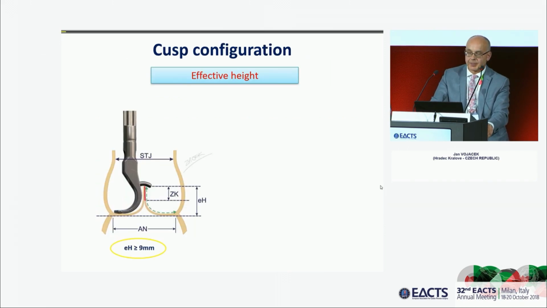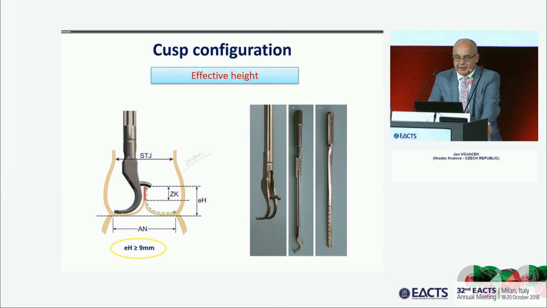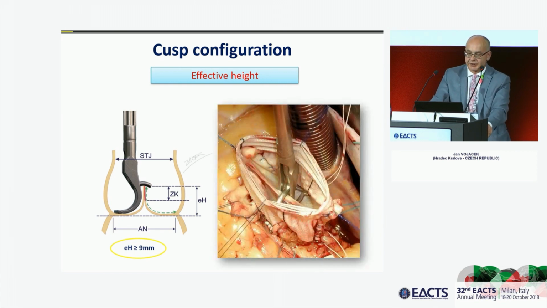Also, we need an optimal cusp configuration in terms of the effective height. From echo studies in healthy patients, we know that this effective height should be at least 9 millimeters. Whenever it's less, it's basically prolapse, which must be corrected. Luckily, we have this dedicated aortic caliper, which can be used for intraoperative measurement of the effective height. As you can see on this picture, this is a bicuspid aortic valve after root remodeling, and this free leaflet is touching the bar, so there is a sufficient effective height.